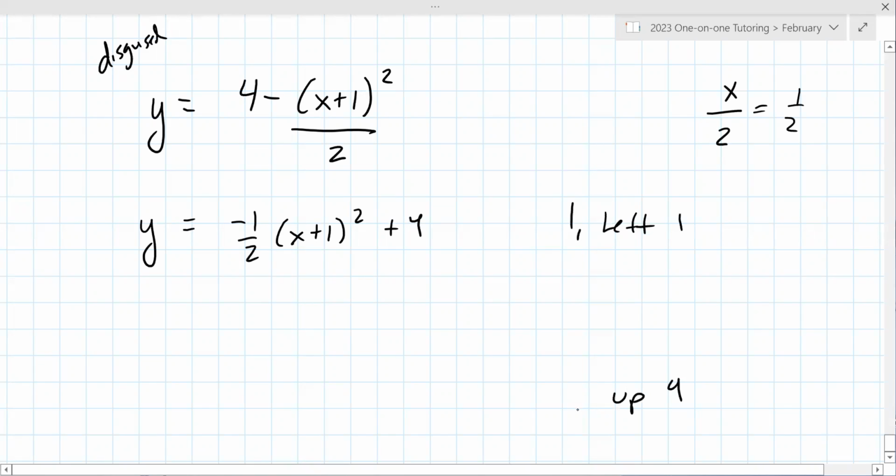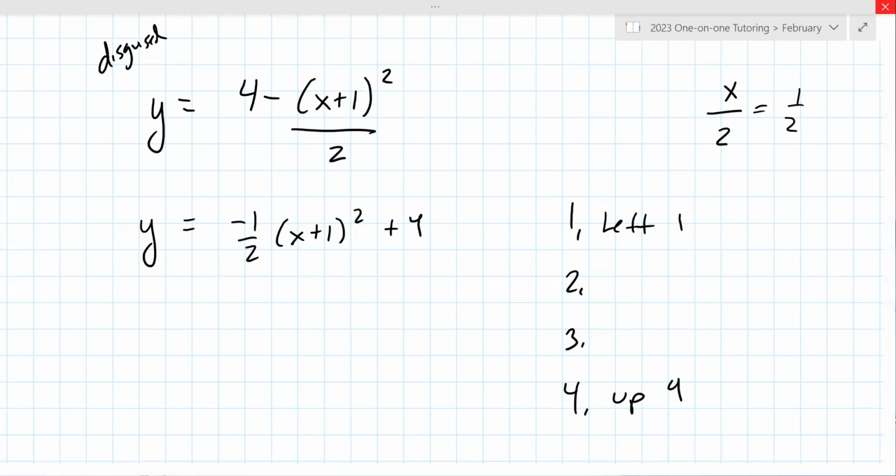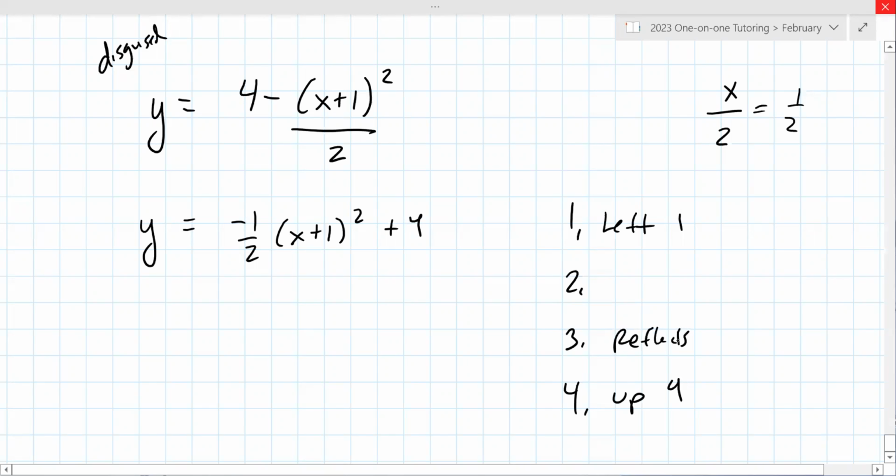What else is going on in this one? It's a vertical shrink by a factor of 1/2, and it opens downward. Yes. Reflection, you got to be careful. Shrink is fine, 1/2, but you have to say reflection over the x-axis. Opening downwards isn't necessarily the same as a reflection.